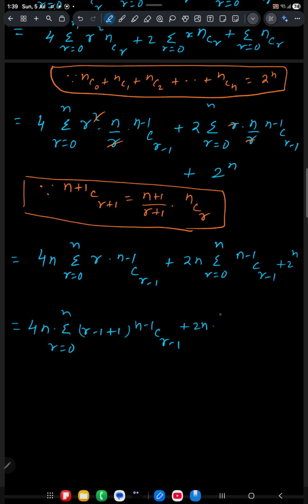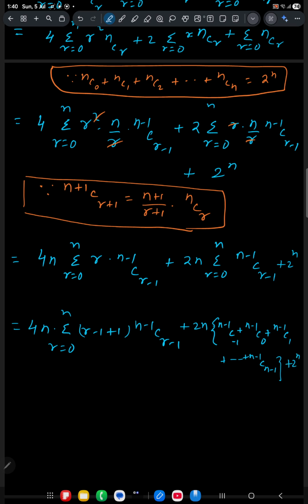Here you can directly use the summation part. Now what you see is that (n-1)C(0-1) is -1, plus (n-1)C(1-1) is 0, plus (n-1)C1, plus ... plus (n-1)C(n-1), isn't it?